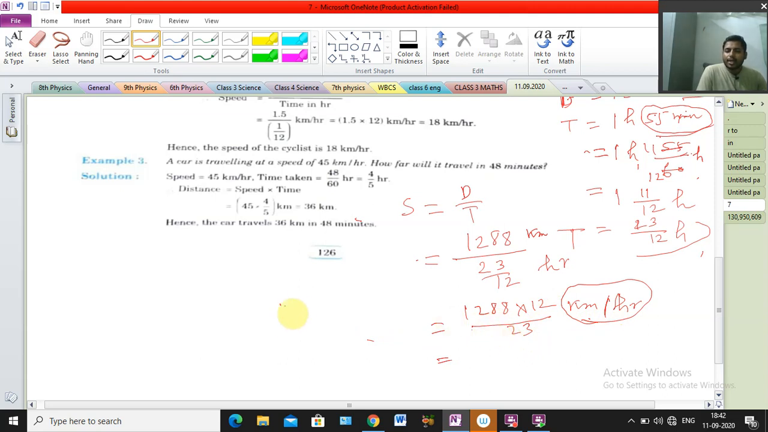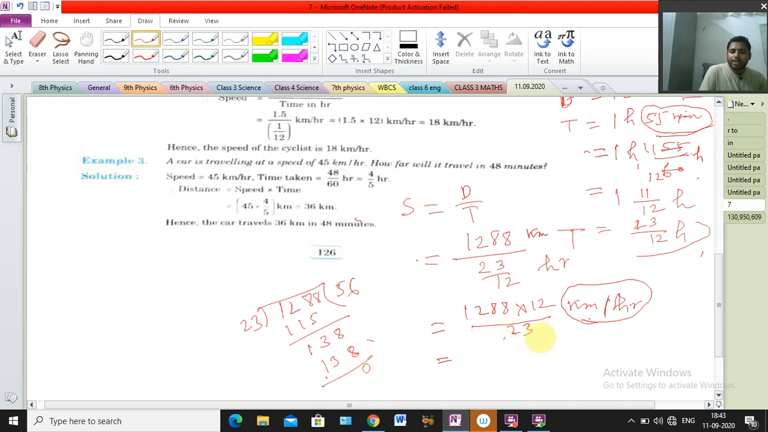1288 divided by 23. See, 23 fives are 115, 128 minus 115 is 13, bring down 8 to get 138. 23 sixes are 138. So we get 56.